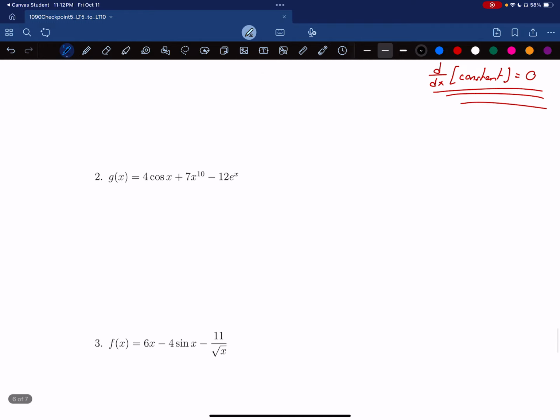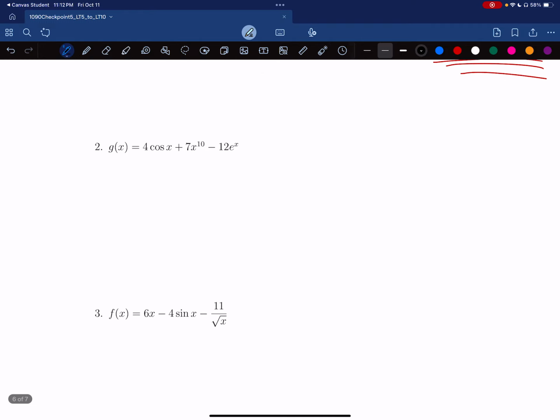All right, now g of x equals 4 cosine of x plus 7x to the 10th minus 12 e to the x. This is in a good form as it is right now to do the derivatives of trig functions, polynomials, and exponentials, so we can leave it. And now we'll have a g prime of x.